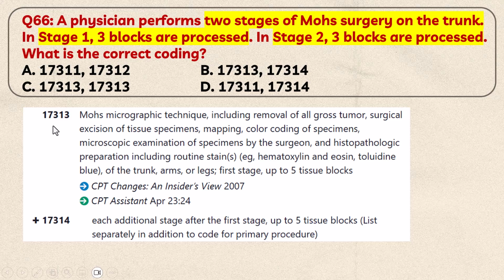So once you go to the codes, 17313 for the first stage up to 5 blocks. So up to 5 blocks you can use this one, and each additional stage up to 5 blocks you can use this code. So the blocks are 3 and 3. So up to 5 blocks. So the correct answer will be answer B.